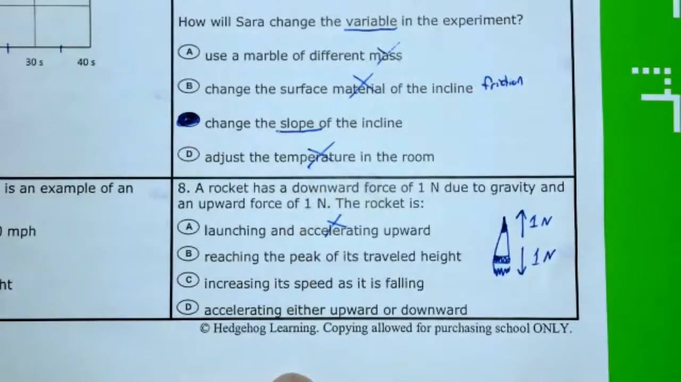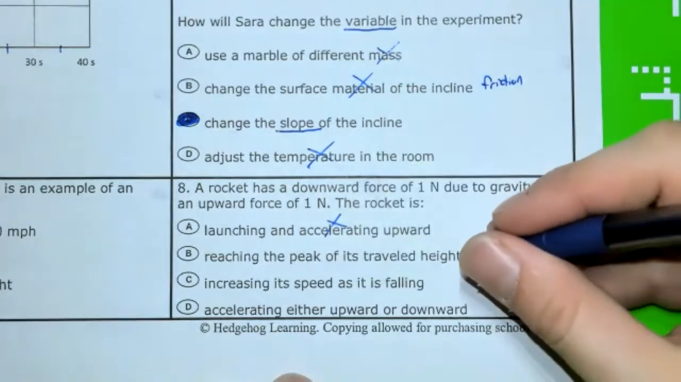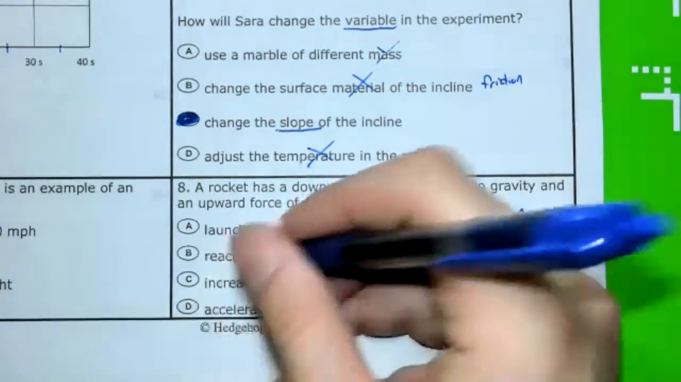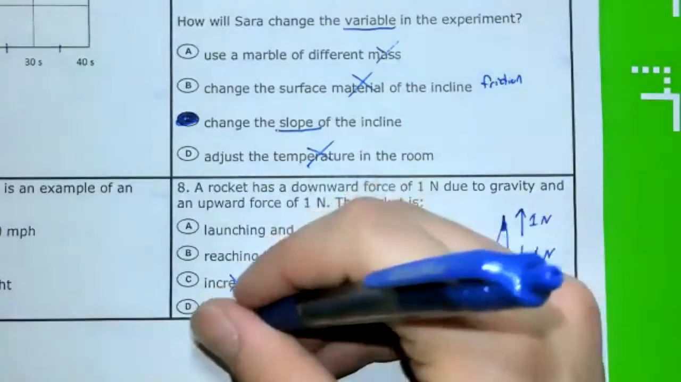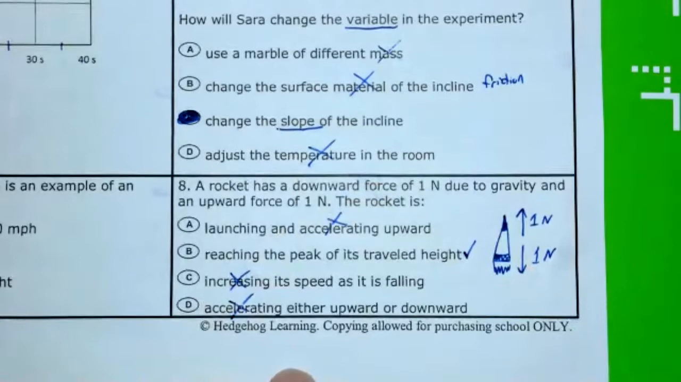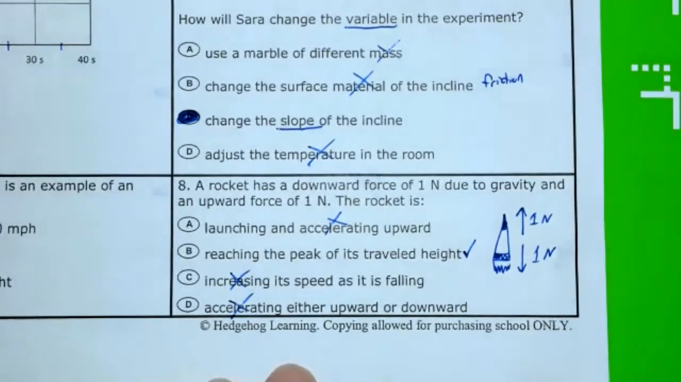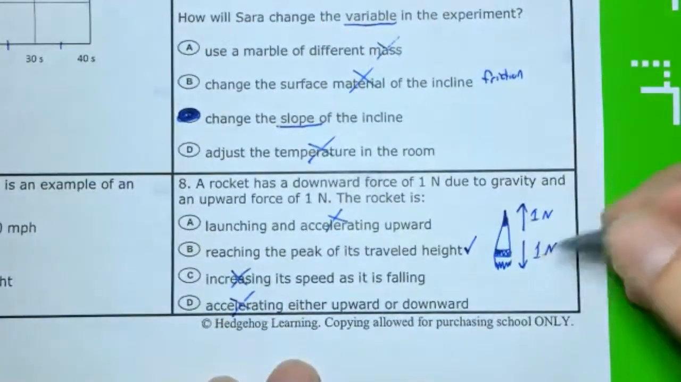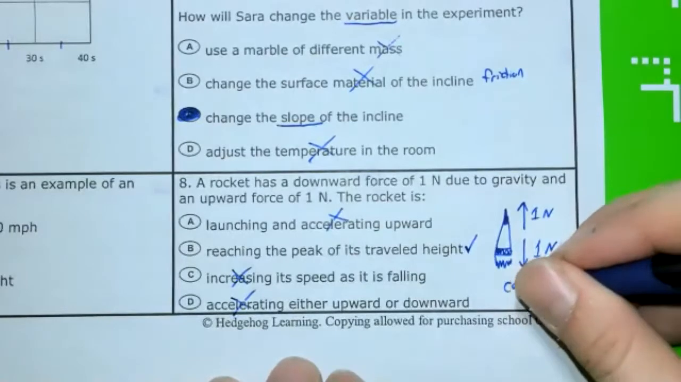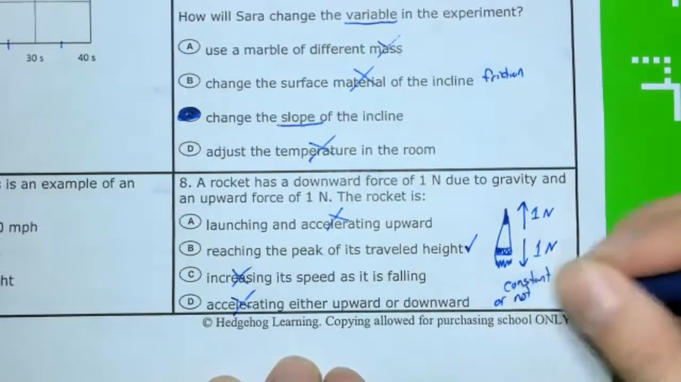It could be reaching the peak of its traveled height. Could be, right? We know it's not increasing its speed, and we know it's not accelerating. So again, we say this a billion times, you don't need to know the right answer, you just need to know the wrong answers. We know that it's not moving or it's at a constant speed. What would be another example?